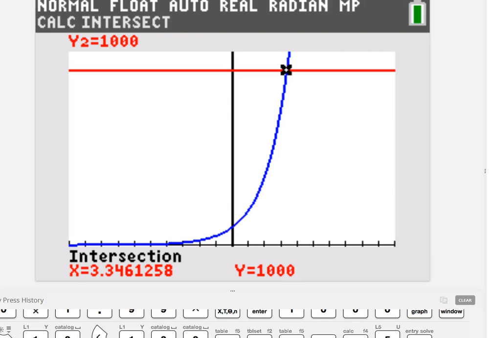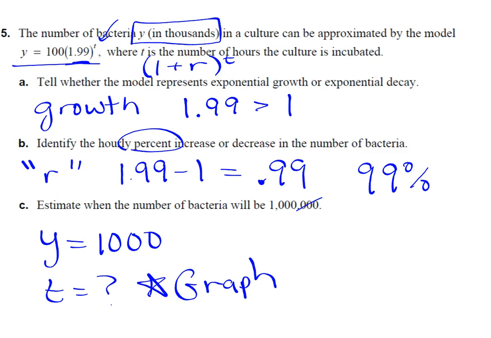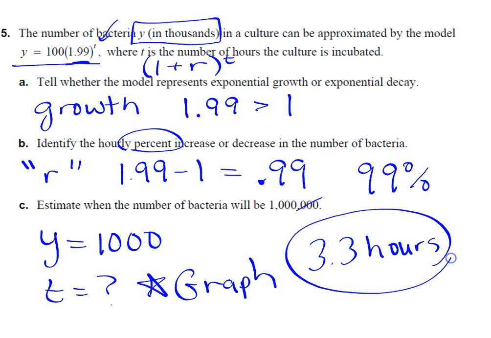So this means x is about 3.3 when y is 1,000. So estimate when the number of bacteria will reach that: when the time is 3.3, and time is in what? Hours. So 3.3 hours from the beginning. Wow, that's really... So we go from 100,000 to 1,000,000 in 3 hours. Yeah. Okay.